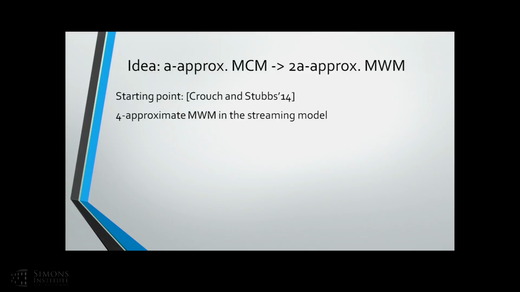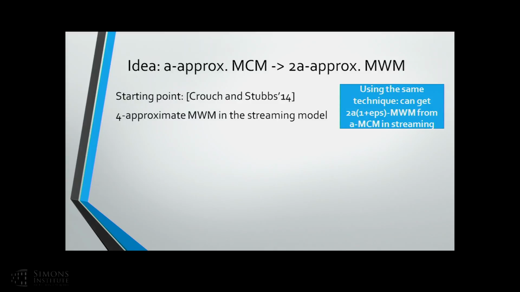Okay, so what's the main idea? We looked at this algorithm by Crouch and Stubbs from 2014, from the streaming community. They had a streaming algorithm that gave a 4 approximate maximum weight matching, and it was computing a bunch of maximal matchings. We noticed that instead of maximal matching, if you plug in an alpha approximate matching, then you would get a 2 alpha approximate matching here, times 1 plus epsilon. And then we noticed that you can actually make it dynamic. So I'll show you some pictures about how to do that.